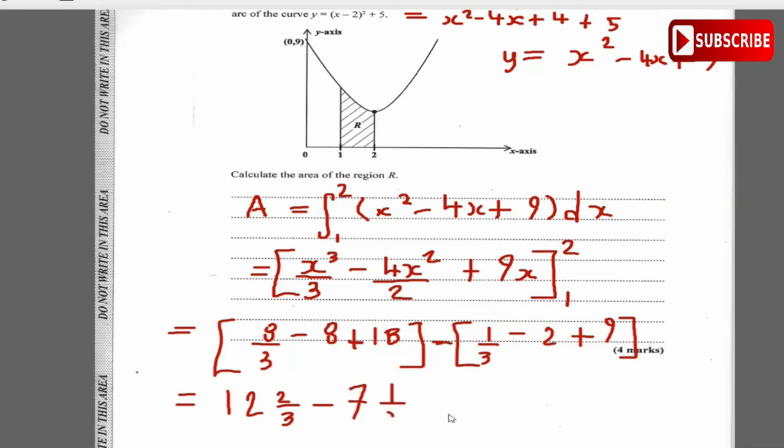When you work this out, 12 and 2 over 3 minus 7 and 1 over 3 is 5 and 1 over 3. And I like to write in improper fraction, so I'm going to leave it as 16 over 3. And that's units squared. That's the area, 16 over 3 units squared. Nice and easy.